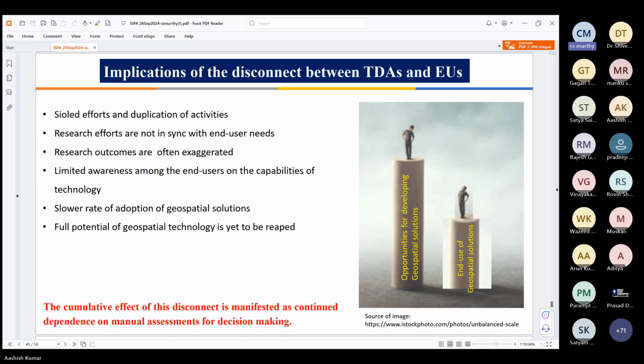The second important observation is that these research efforts are not in synchronization with the end user needs. Before they start the research effort, the end user requirement is not properly taken care of because they're not aware. Another important thing is that these research outcomes, whether from government TDAs or private sector TDAs, are many times exaggerated, particularly the accuracies of crop maps. Everybody says it is 90% accurate, whether the crop map is generated with MODIS data, Sentinel data or Planet data. Nobody specifies at what level this accuracy holds.